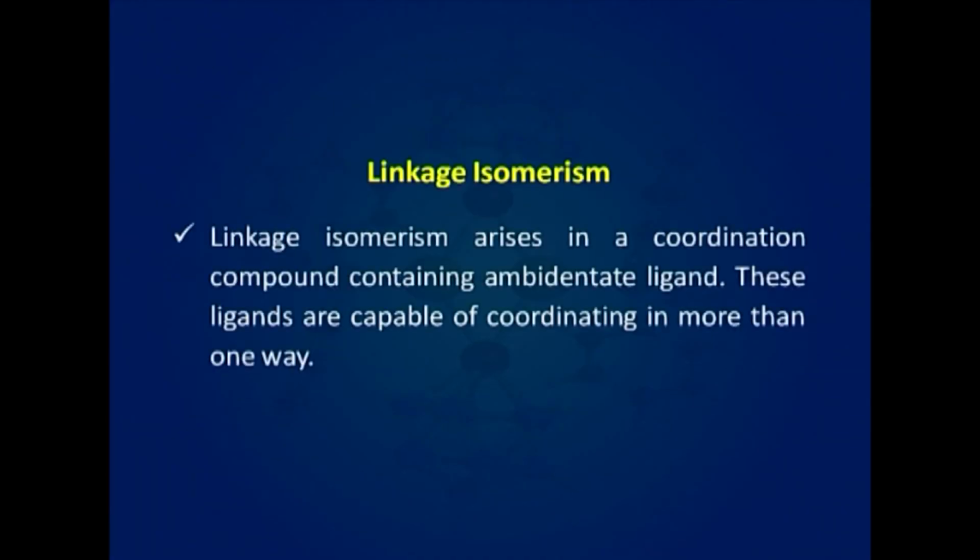First type of structural isomerism which we are discussing is linkage isomerism. Linkage isomerism arises in a coordination compound containing ambidentate ligands. These ligands are capable of coordinating in more than one way. The ligands must have more than one donor atom but bind to the ion in only one place. For example, the NO2- ion is a ligand that can bind to the central atom through the nitrogen or the oxygen atom but cannot bind to the central atom with both oxygen and nitrogen at once.